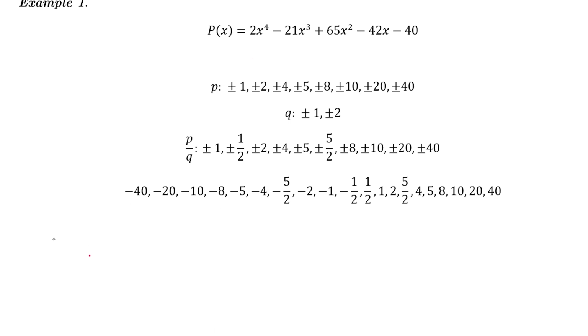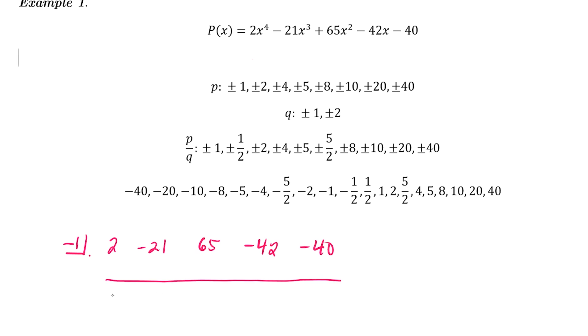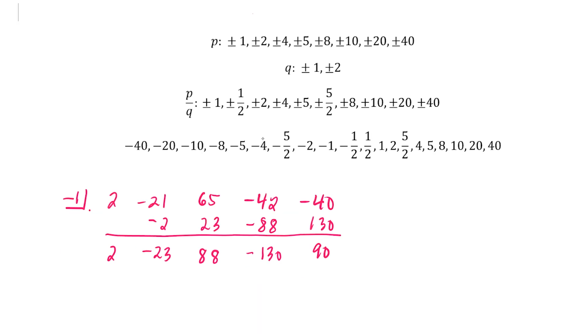Okay, say for example, we test negative 1, and then we have 2, negative 21, 65, minus 42, minus 40, and then we have 2 times negative 1, that's negative 2. Negative 21 minus 2, that's negative 23. We have plus 23. So in this case, we have positive 88. 88 times negative 1, we have negative 88. And in this case, we will get 130. And then 130 times negative 1, we have negative 130, which will give us positive 90. Right? So in this case, if you'll notice, we have a positive, a negative, and then a positive again, then a negative, and then a positive.